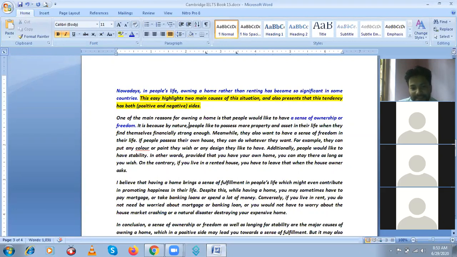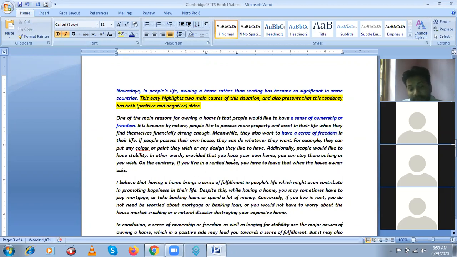So the first one is the point, and meanwhile is the linker. They also want to have a sense of freedom. People like to have a sense of ownership. When they have money, they like to purchase more property and asset. That is ownership. And what about freedom? Okay, here freedom is the word. Meanwhile, they also want to have a sense of freedom in their life.